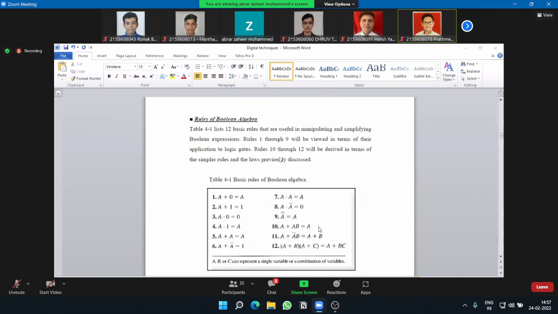These are the basic rules, okay? A plus 0 is equal to A, A plus 1 is equal to 1, A dot 0 is equal to 0. These are the different rules. So these rules we are going to see in terms of the logic gates. So we will use the logic gates to verify these different rules, okay? These are the basic rules. They are used for simplifying the Boolean expressions, okay?